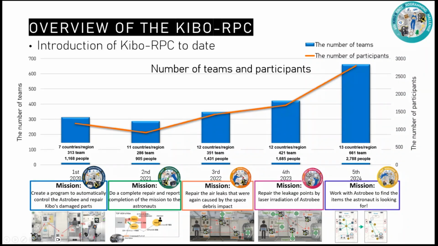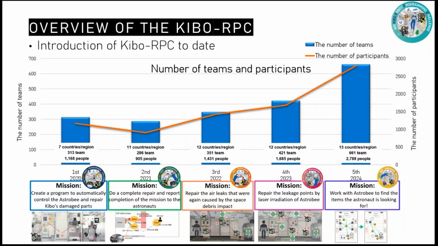Every year, Kibo RPC asks students to create the program for Astrobee, but the mission of the robot is different each time, as you can see on the screen. You have the details of each mission. Through this competition, participants can learn science, technological, and mathematical skills, as I said, and each mission brings together this learning.